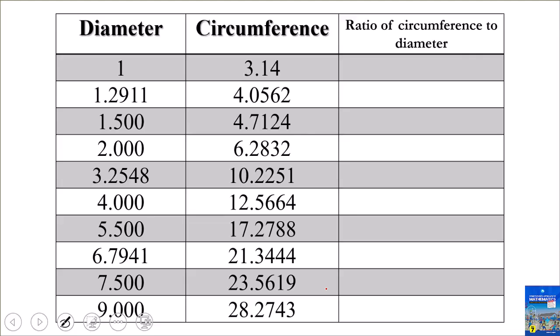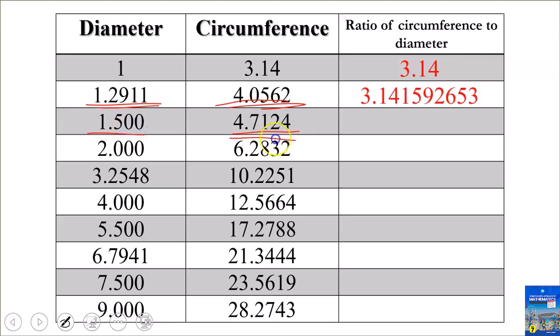Now I want you to pick a calculator. Okay, you can pause the video, set for a calculator, then come back again. Divide 3.14 by 1, and you get the value as the same. Divide 4.0562, that is this one, by this diameter. Divide this by this, and you get the value as this on the calculator. Divide this also by this.